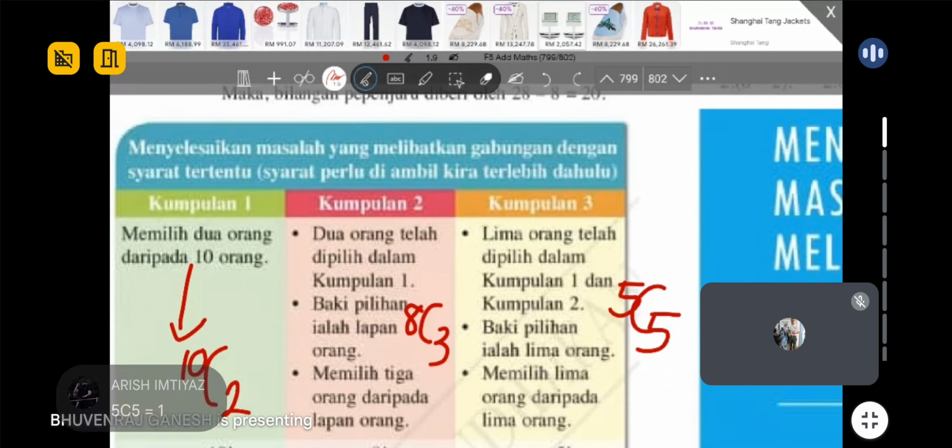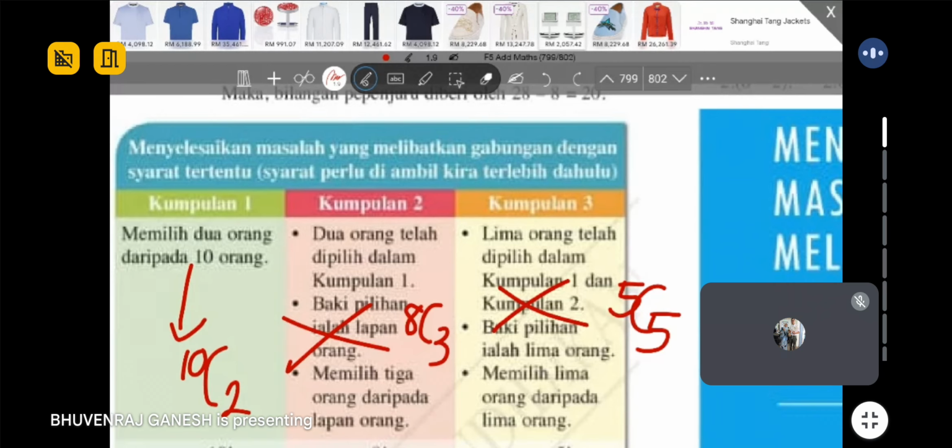So guys, how to find the total ways? Macam mana kira jumlah cara? Just times all these values together. Then you will get the final answer. Okay, so mengapa kita darab, guys? What is the reason we have to times? Can anyone explain? Kenapa kita tak letak simbol tambah? I can also say 10C2 plus 8C3 plus 5C5. Why can this one not be used? Why must I put times? Anyone know the reason? Kenapa kena darab?